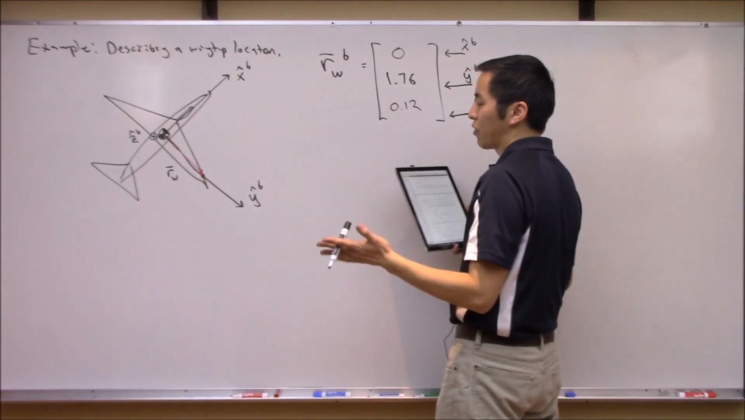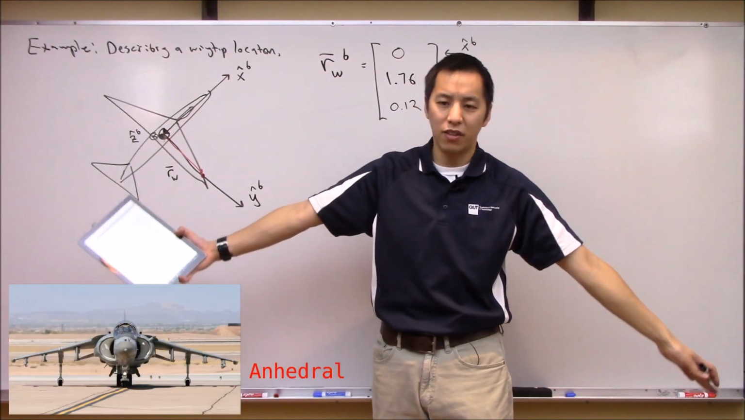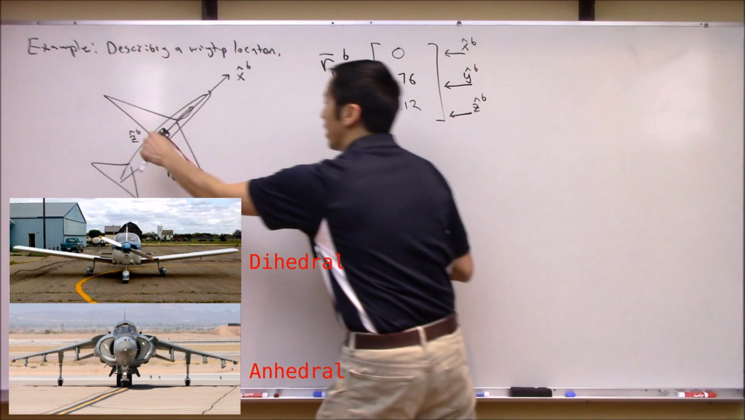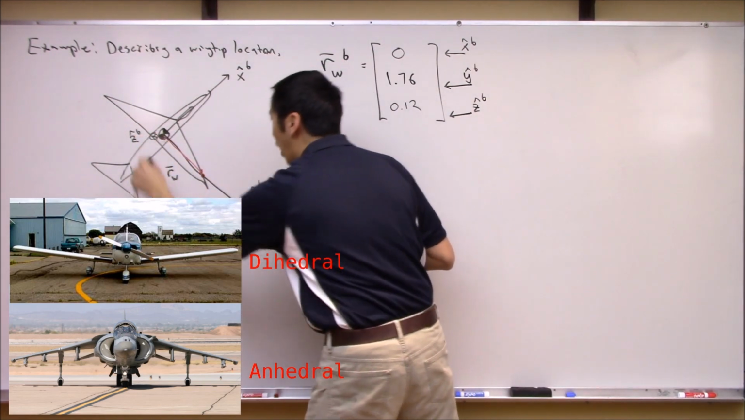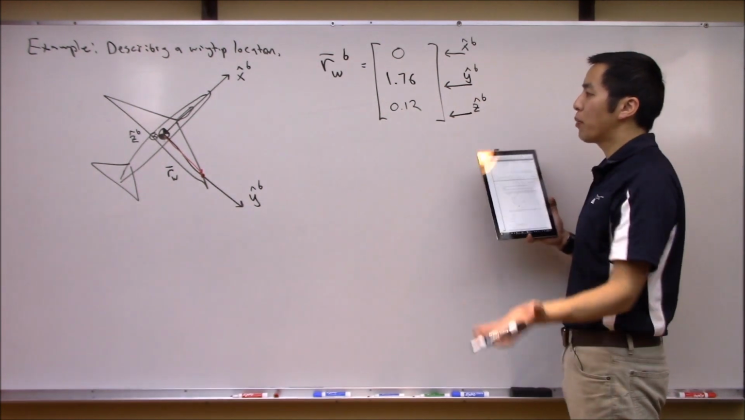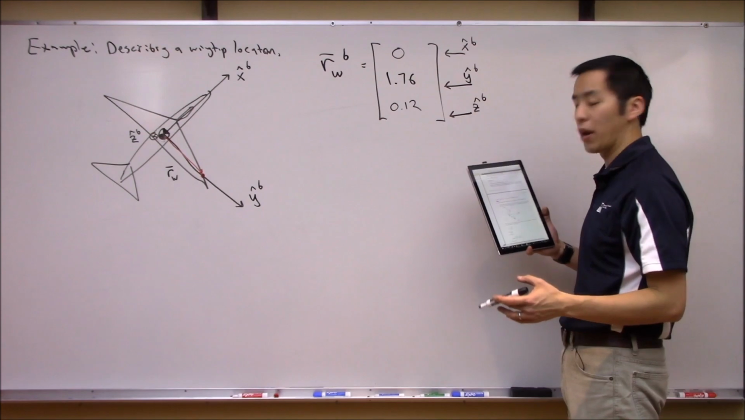So I guess in this case, we're saying the aircraft has a little bit of anhedral, so the wingtips are a little bit downward canted, like such, because you apparently have to walk 0.12 meters down, or into the page, in order to get to the wingtip, right? So great, this is perfect. This describes where that wingtip is, but it's relative to this body frame, right?